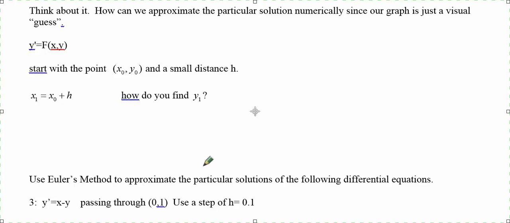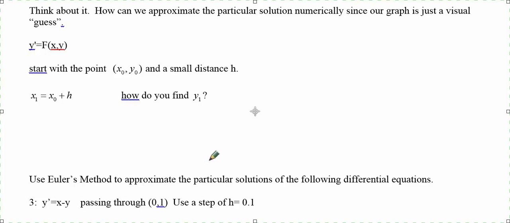Alright, so we're still in 6.1, and we're going to talk about Euler's method. Now, Euler's method is one of those things that comes up a lot in the AP test. There's probably going to be at least one multiple choice, if not one for each section, and it could easily be a multiple choice and free response question.